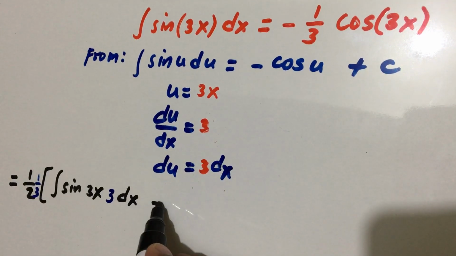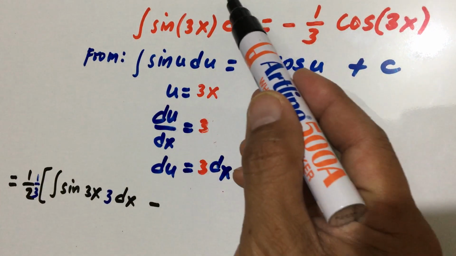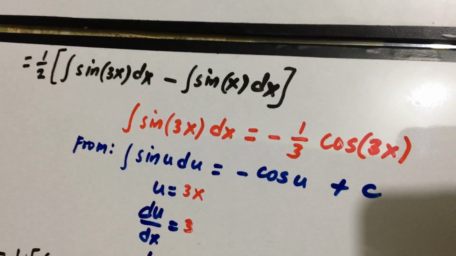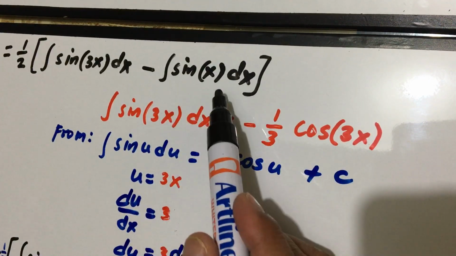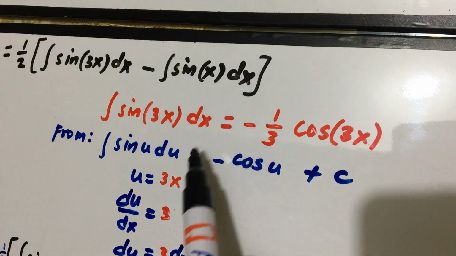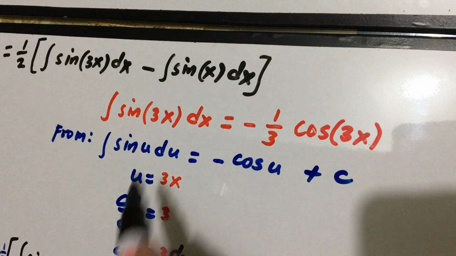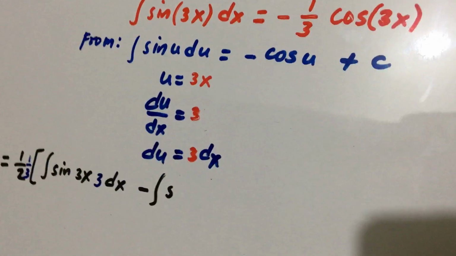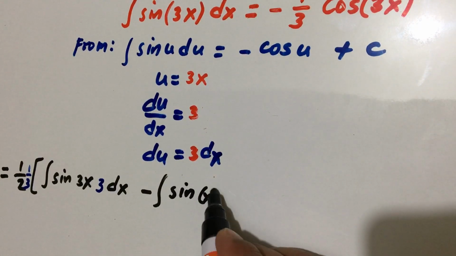For the second term, minus, there's no problem because for the second term, our u is just x. So sine u du, we can immediately use this formula. Okay, so integral of this one, I just rewrite, class. Integral of sine x dx.